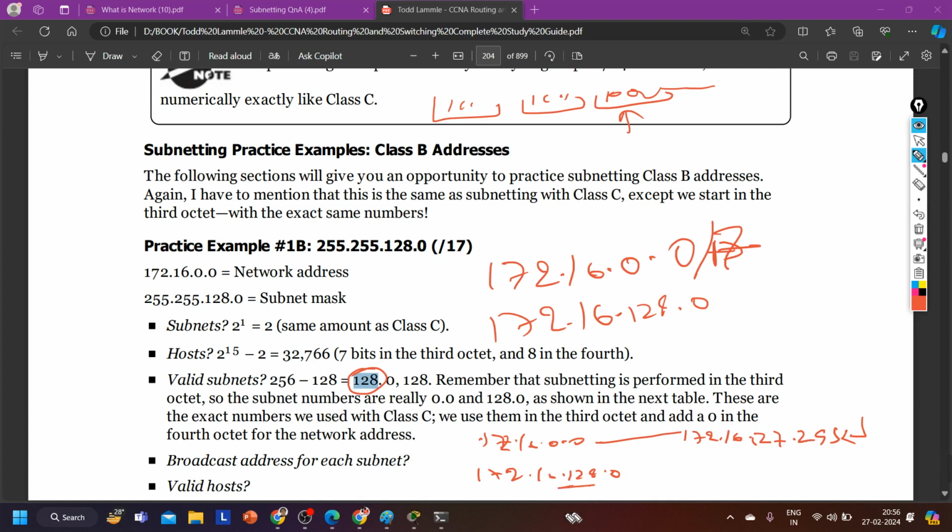It is 127.255, because the next network is starting from 128.0. 0 means what? Before 256, right? If I add 1 over here, it will become 256, so it will not add here, it will add in the next field. So this field is going to be 0 and this field is going to become 128, right? And guys, the last IP address of the first network is 172.16.127.255, correct?